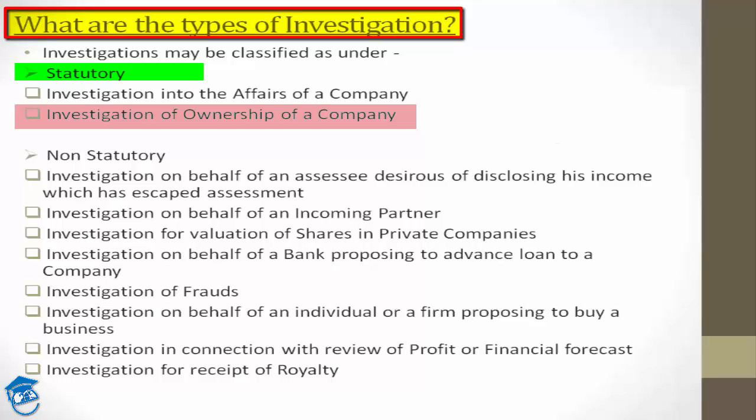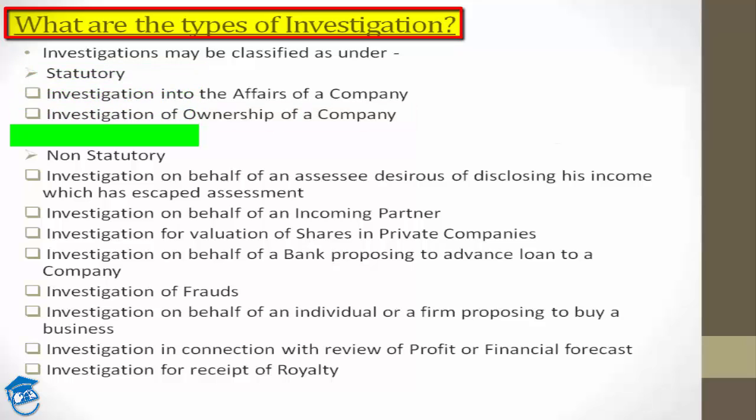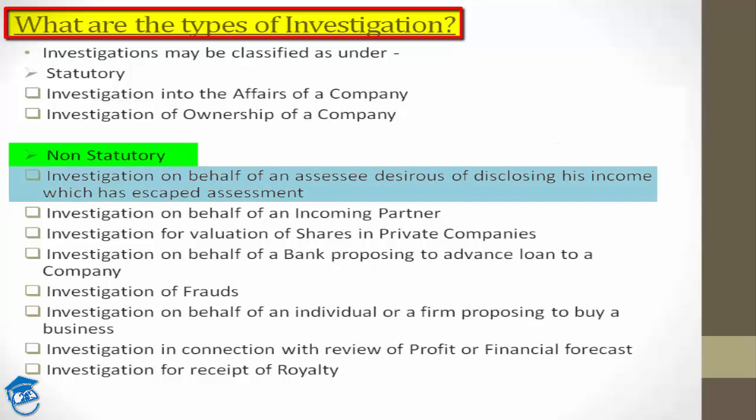Now, the next thing is the non-statutory part. So, what are the different investigations that form part of the non-statutory investigation? Number one, if you are getting some investigation done on behalf of an assessee who is desirous of disclosing his income which has escaped assessment. There is an assessee who is desirous of disclosing his income. Some of the income earlier escaped the assessment and he or she was not able to disclose that income during that moment of time.